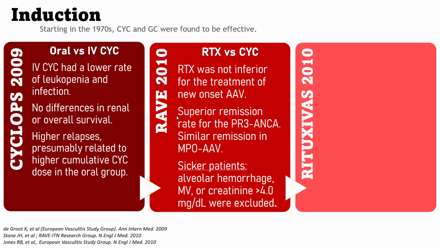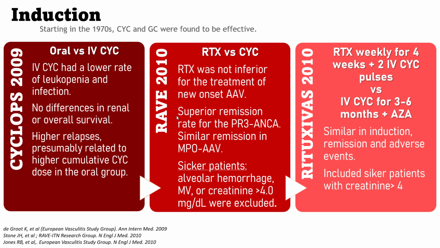Then we have the RITUXVAS trial in 2010 again. They used rituximab weekly for 4 weeks and added to it 2 IV cyclophosphamide pulses, versus IV cyclophosphamide for 3 to 6 months plus maintenance with azathioprine. And they found that the two regimens were similar in induction, remission, and adverse events, and RITUXVAS this time included sicker patients with creatinine more than 4. So based on RAVE and RITUXVAS, in April 2011, rituximab was FDA approved in treating patients with ANCA-associated vasculitis.